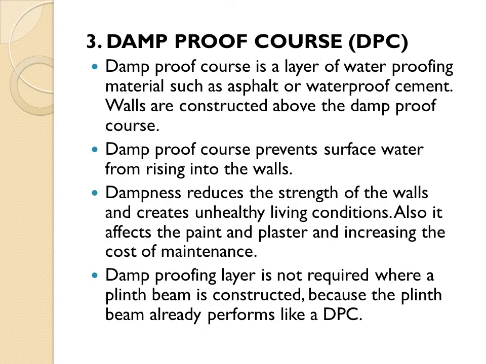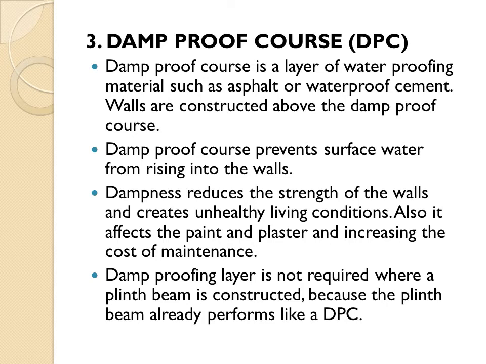Third part of the component of the building is a damp proof course. Now this damp proof course is a layer of waterproofing agent or material which prevents the entry of the groundwater into the building. So this damp proof course is made with materials such as waterproof cement or asphalt.